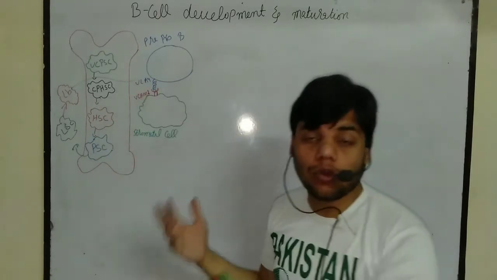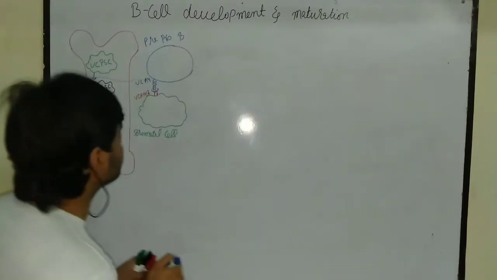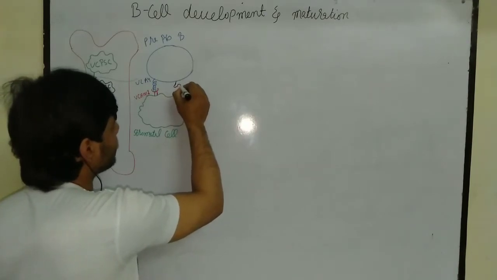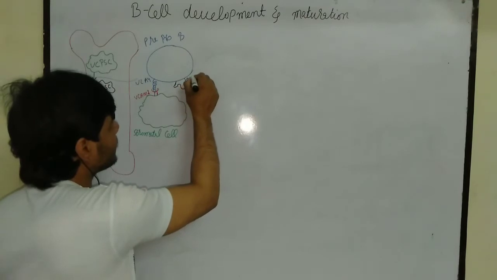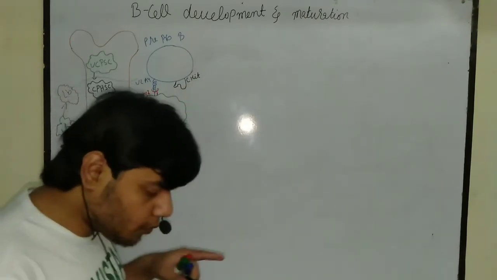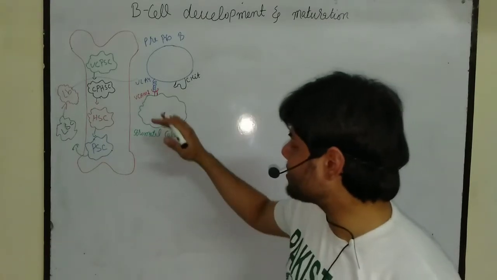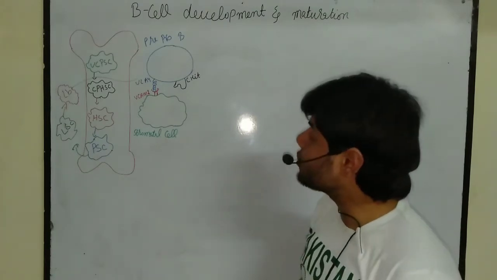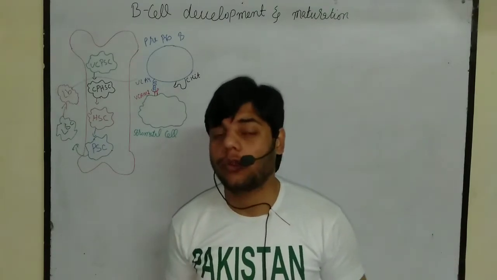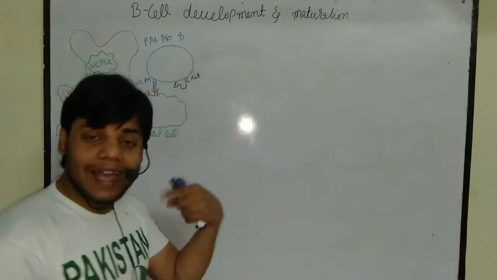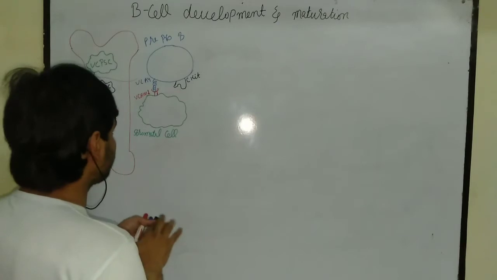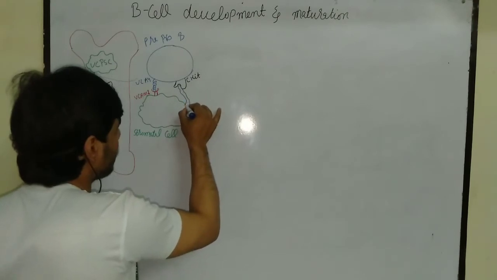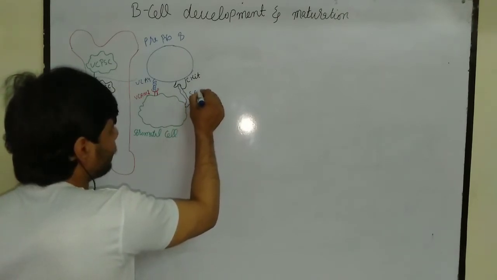When the changes occur inside the chromosomes of the B cell, it will produce another receptor which we call c-KIT. So this is another receptor which is called c-KIT. And the chromosomal changes which occur inside the stromal cell due to this VLA4 and VCAM1 recognition will produce another co-receptor molecule which we call SCF. So let me draw. This is called SCF.